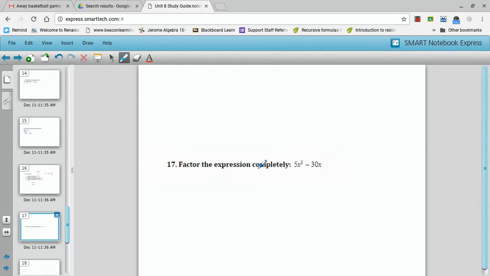Number 17, we need to factor this expression. Take out what they share. What number goes into 5 and 30? 5 goes into 5 and 30. So I'm going to divide both terms by 5. There's x cubed here and x to the 1 here, so they share 1x. So our GCF is 5x. That goes on the outside of your parentheses.